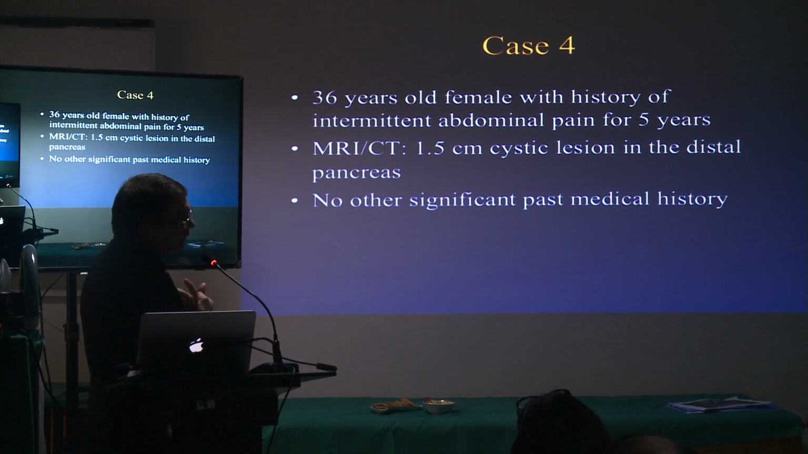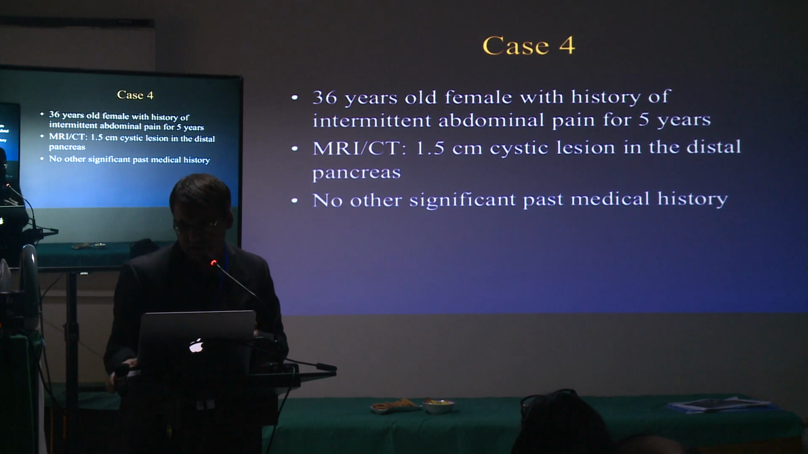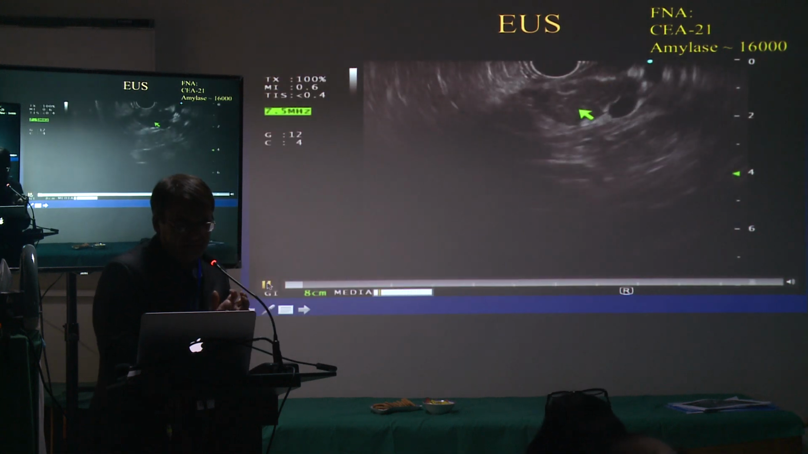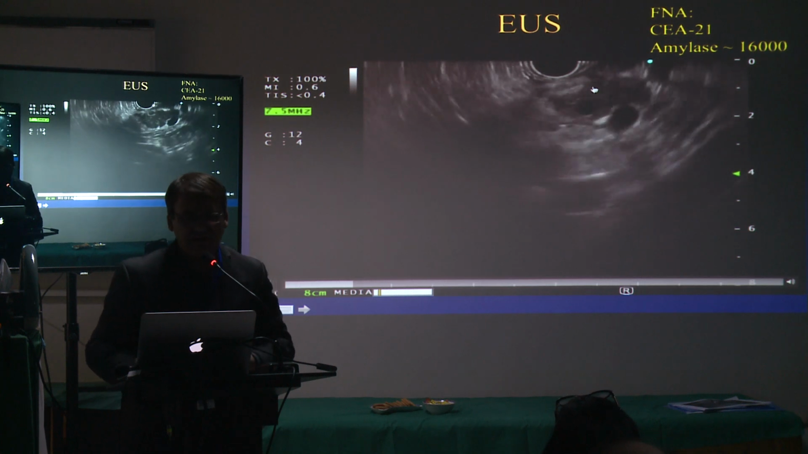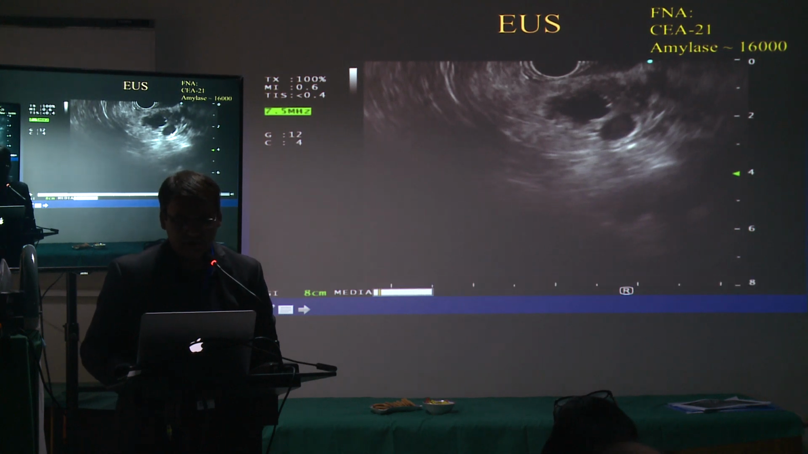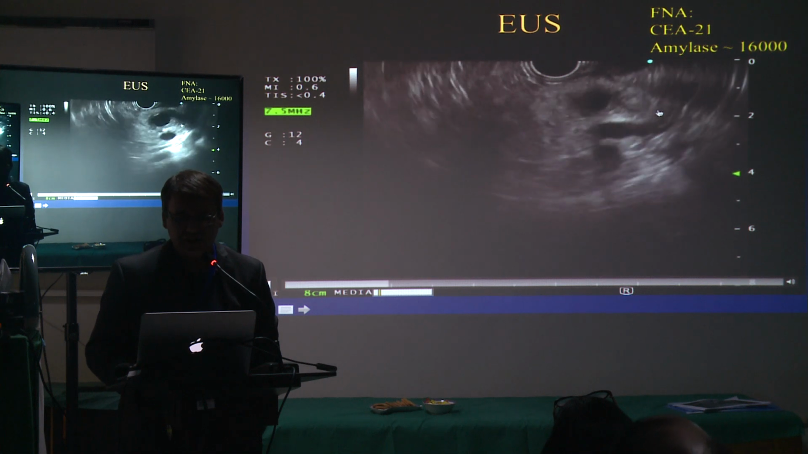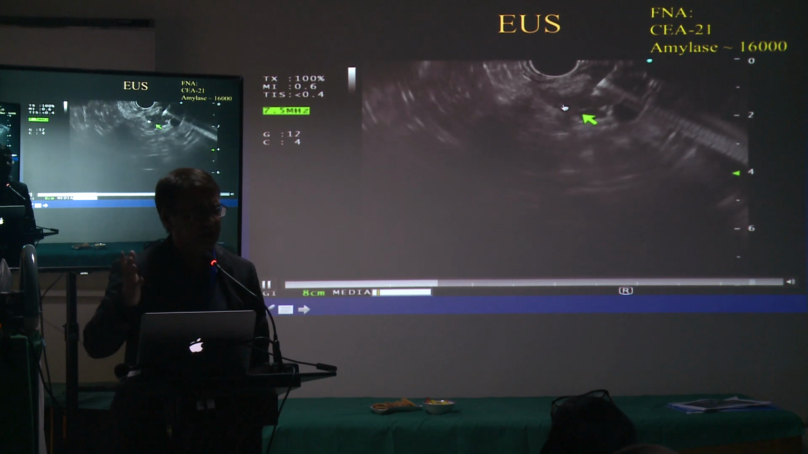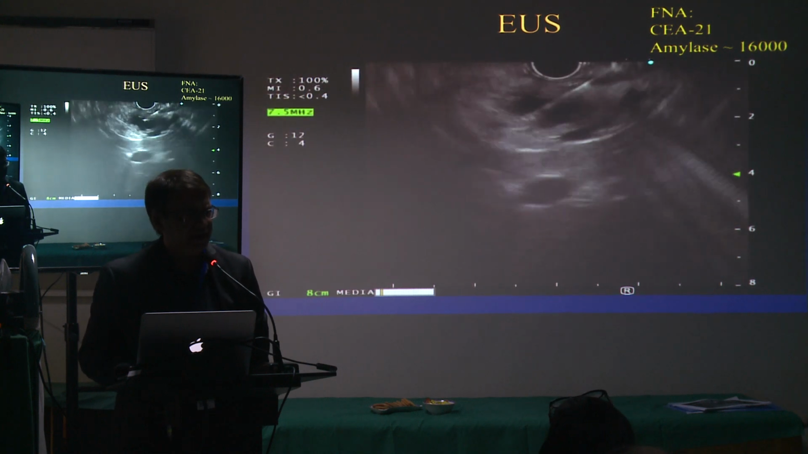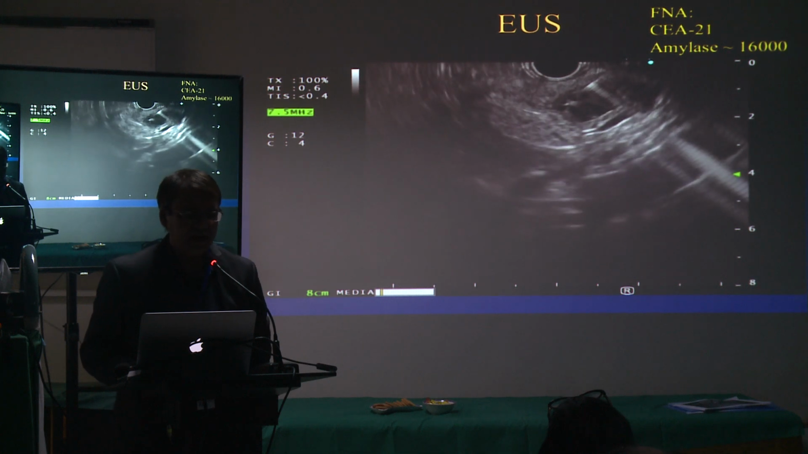Okay. 36 years old, female with history of intermittent abdominal pain for 5 years. MRI, CT showed a cystic lesion in the distal pancreas, no other significant medical history. So here it is. The FNA performed, CEA is 21, amylase is quite high. In this patient, you can appreciate that there looks like some solid component. There is a cyst right there in the center of that. And you see the vasculature around here. Rest of the pancreas looks quite normal, just FYI. And there is a solid component to that, right?